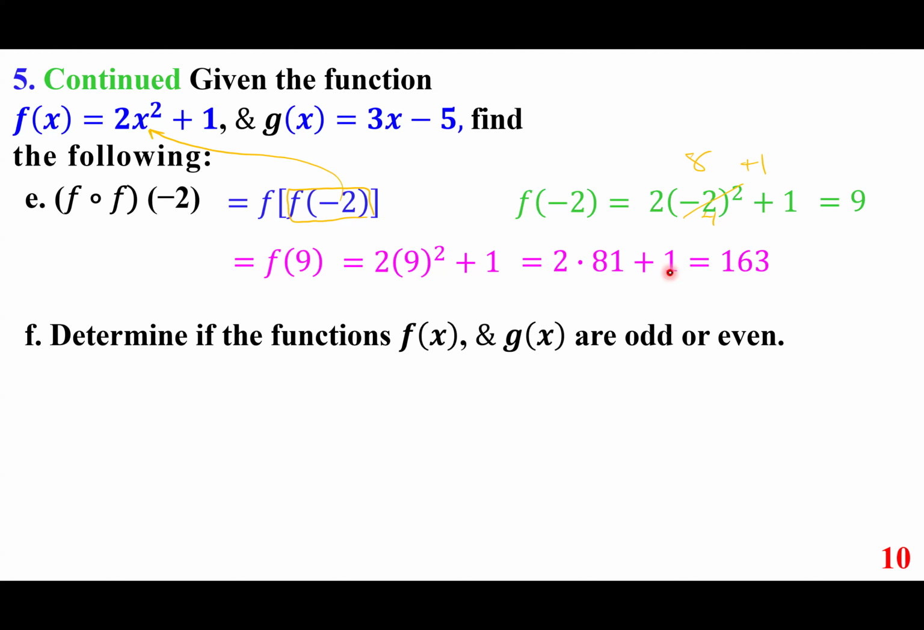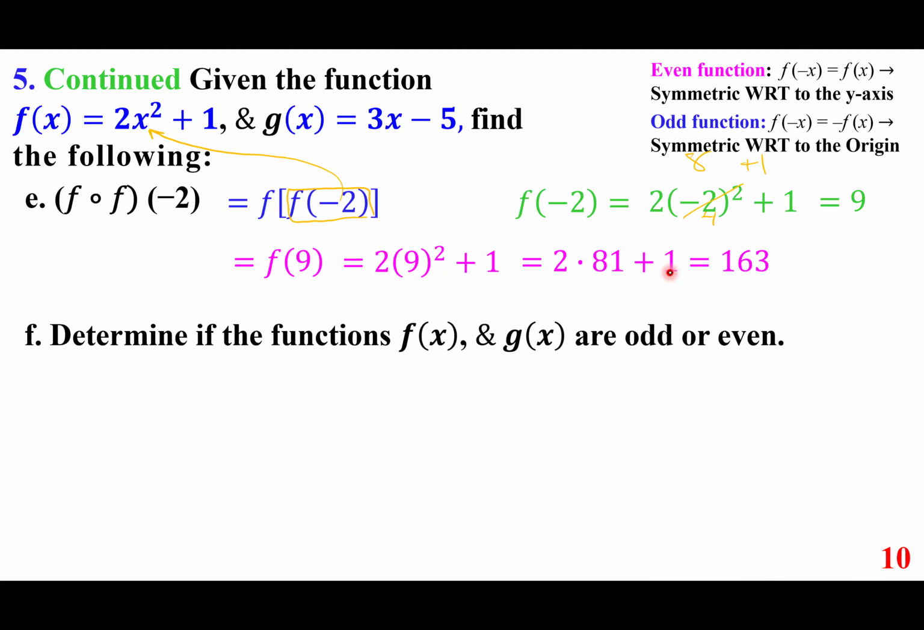Determine if the functions f of x and g of x are odd or even. So let's look at the definition of even and odd. Even function: f of minus x equals f of x. So if you replace the x with minus x, nothing happens. You get the same function. It makes it symmetric with respect to the y-axis. Whereas for an odd function, f of minus x equals minus f of x. It makes it symmetric with respect to the origin.